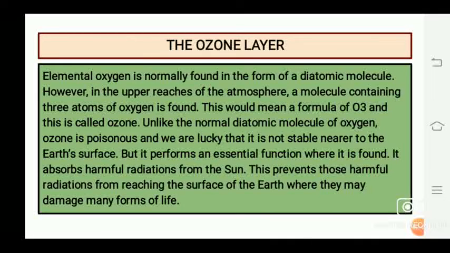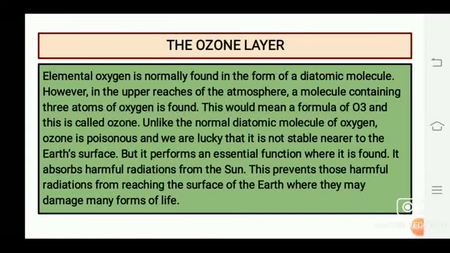Then students, elemental oxygen is normally found in the form of a diatomic molecule. But in the upper layer of the atmosphere, a molecule containing 3 atoms of oxygen is found, that is, its formula is O3 and this is called ozone. Unlike the normal diatomic molecule of oxygen, ozone is poisonous. And students, because it is not stable, it is not near the earth's surface, that is why we are not harmed by its poisonous nature.